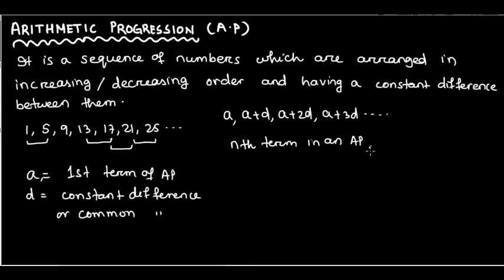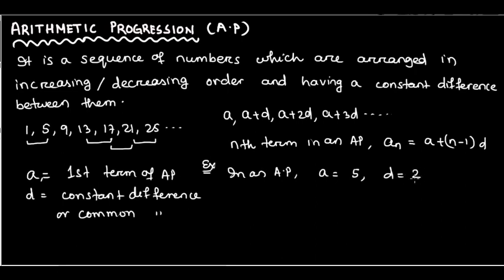The nth term in an AP is an equal to a plus n minus 1 into d. For example, suppose in an AP, the first term a equal to 5 and the common difference d equal to 2. The question is to find the 10th term. The first term a is 5, the common difference is 2, and we have to find the 10th term. Here n is equal to 10. So we have to find a10, the 10th term.